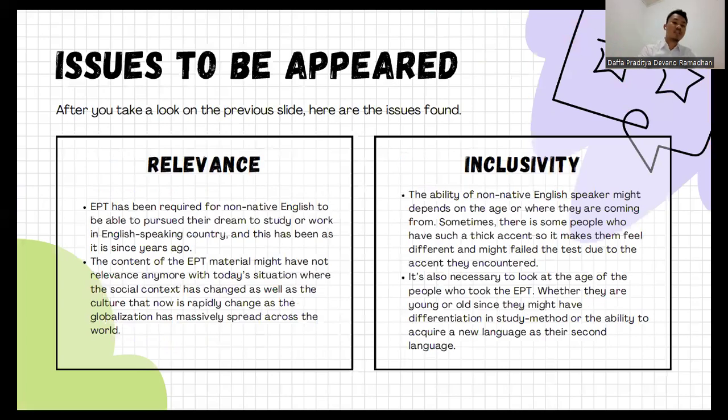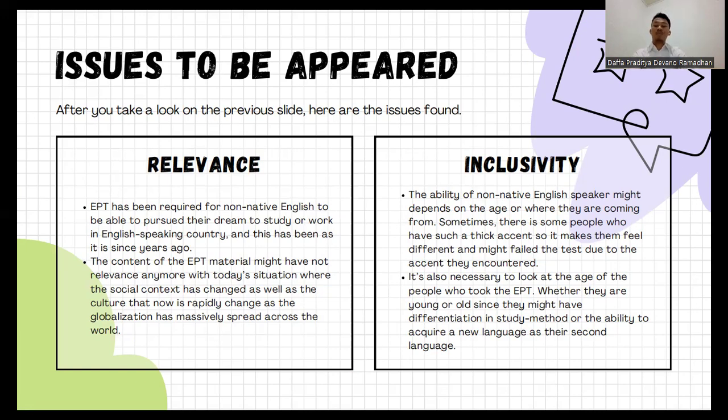And then there are also two additional issues to appear. So the fourth one is about the relevance, and the fifth one, last but not least, is the inclusivity. So the relevance is about, what I'm saying is that EPT has been required for non-native English speakers to be able to pursue their dreams, studies or work in English-speaking countries mainly, and this has been the case since years or decades ago.